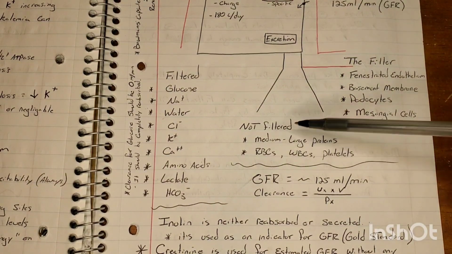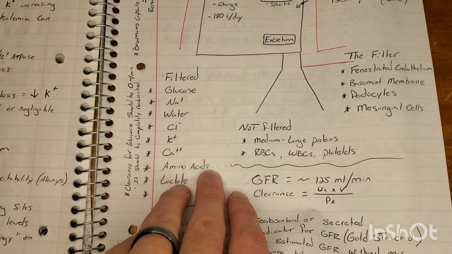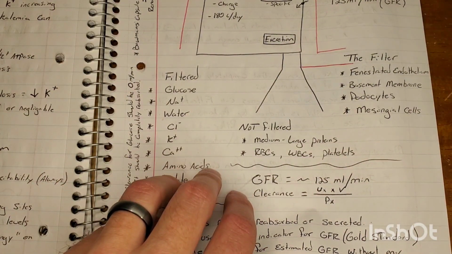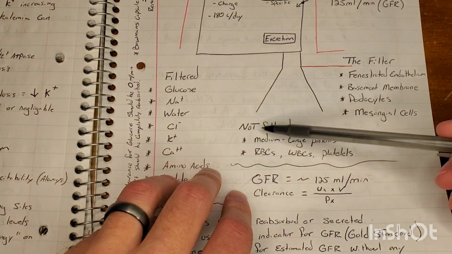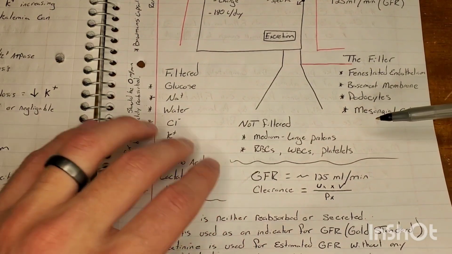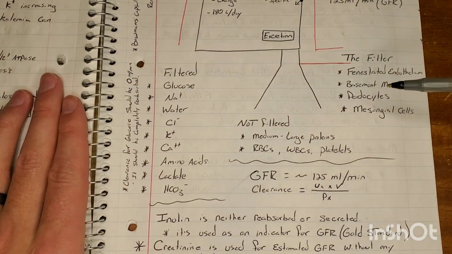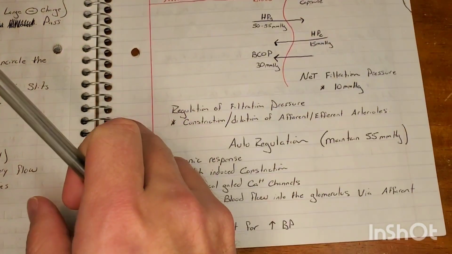Some things that we can talk about, we'll talk about the membranes that contribute to filtration, and you'll see why we should never see large proteins, why we should never see red blood cells, white blood cells, platelets in the urine, and I'll talk about that. So flip the page.